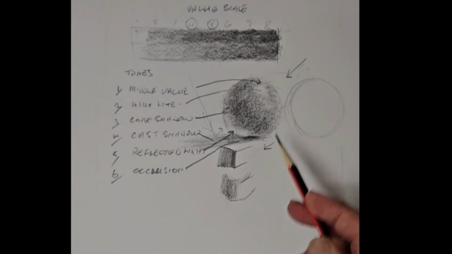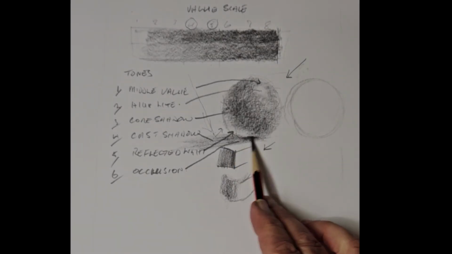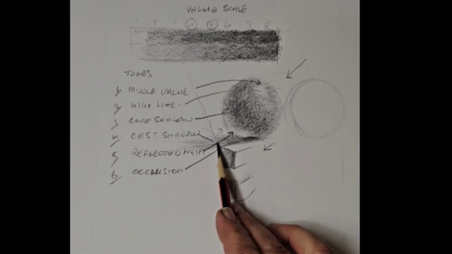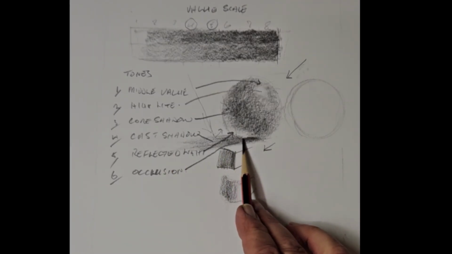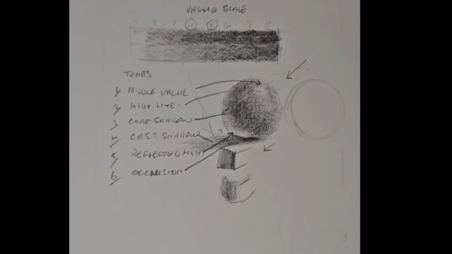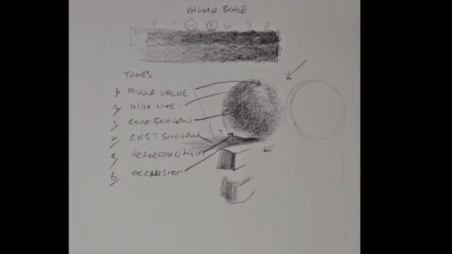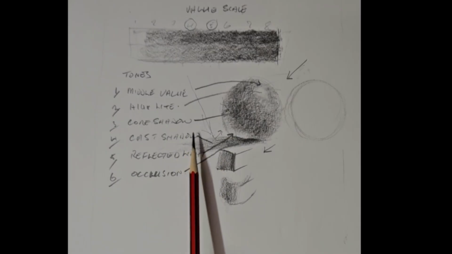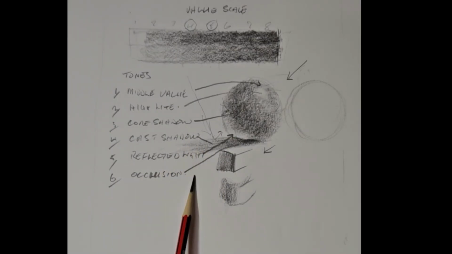occlusion, which is basically if the object is sitting on a table or something, it's where the light just can't possibly get to because the object is completely blocking it. So there are 6 tones: middle value, highlight, core shadow, cast shadow, reflected light, occlusion.